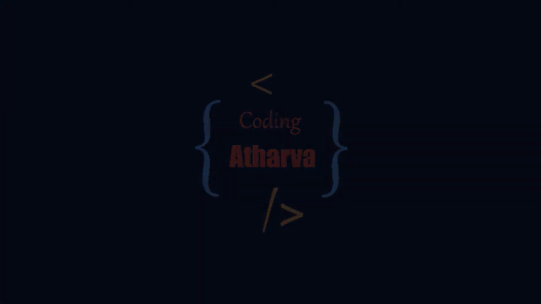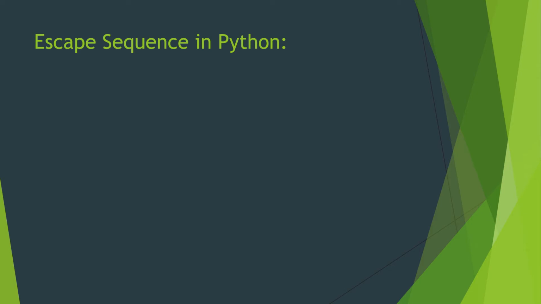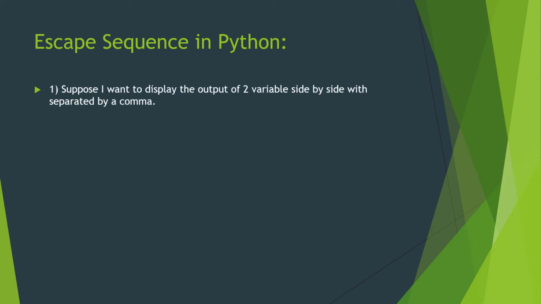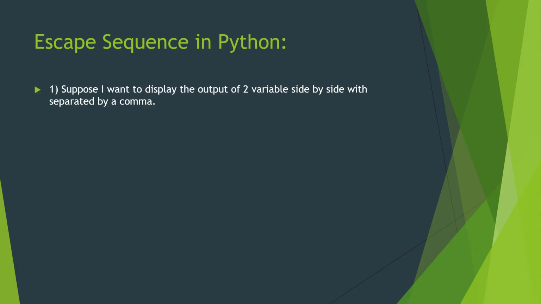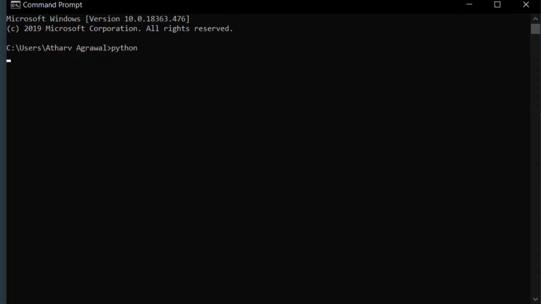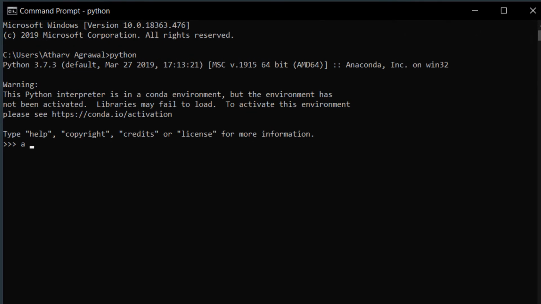Let's start with escape sequence in Python. Suppose I want to display the output of two variables side by side, separated by a comma. First we will try it using the normal print function. Declare a variable a with value 10 and a second variable b with value 20. Now I want to display it side by side using a comma. How can I do it?